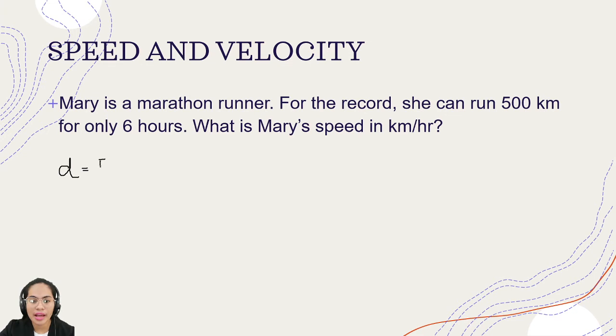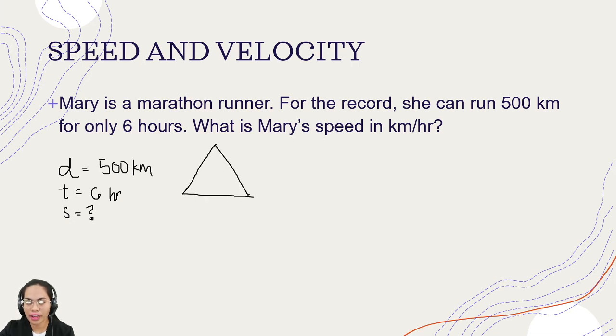The distance is 500, very good. 500 kilometers. What is the time? The time it takes for Mary to run is 6 hours. Okay, now we are going to solve for the speed. Okay, that's question mark. Alright? So, in utilizing this formula, we need to put it up into triangle. So, speed, and then this is the distance, and then this is the time.